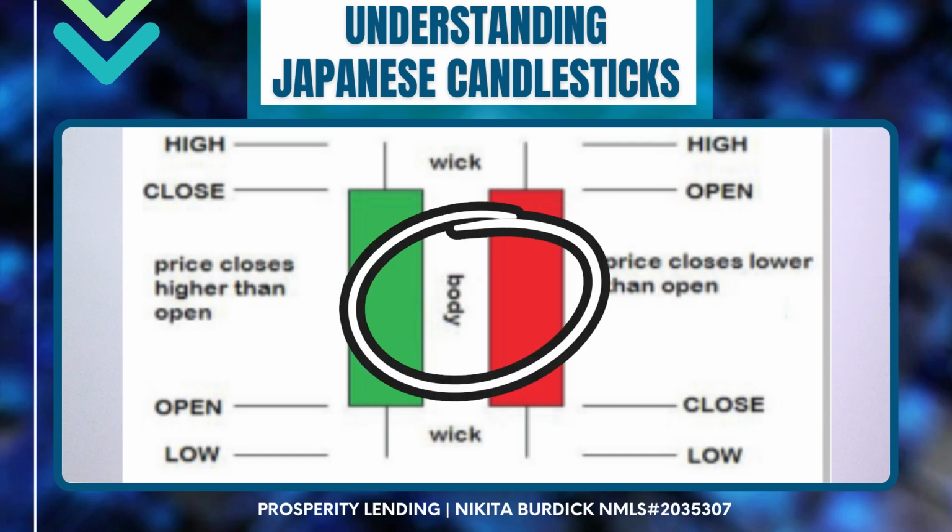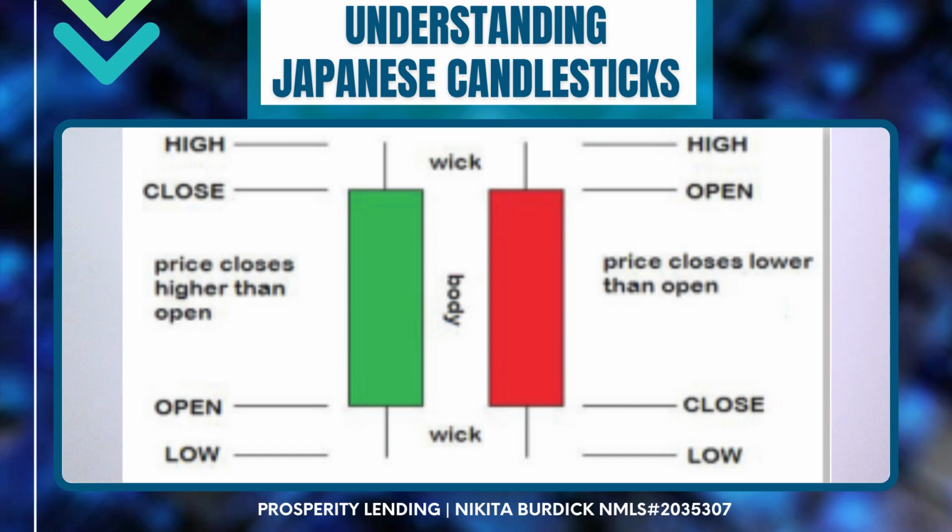Let's talk about the body first. The body represents the range between the opening price, the first trade of the day, and the closing price, the last trade of the day. So essentially the thick body gives you the range between the open and the close. Next, the wick will show you the intraday high if above the body, or the intraday low if below the body. So the wick gives you the distance of the entire day's trading, top to bottom. It shows you the high trade of the day and the low trade of the day.